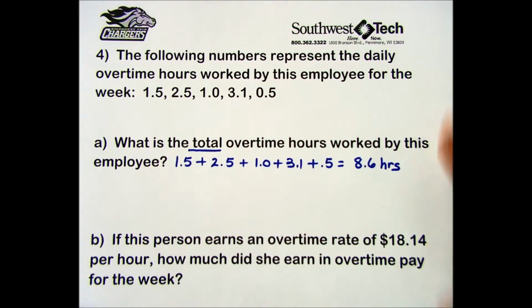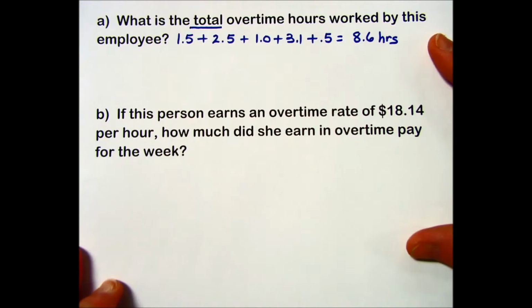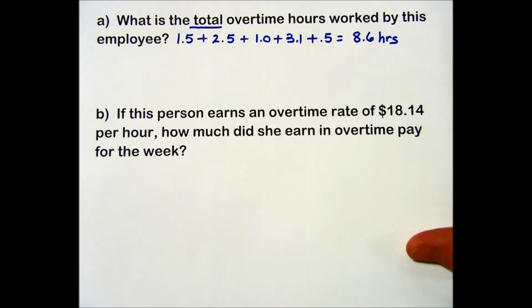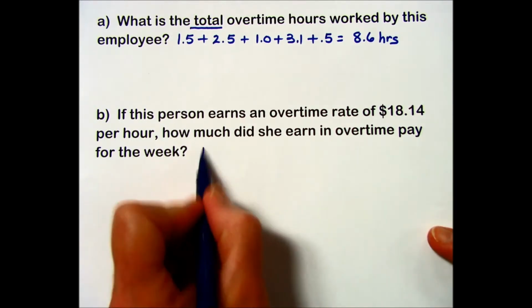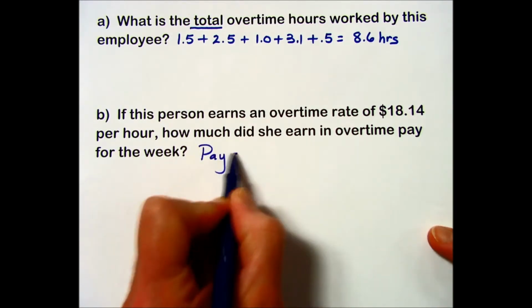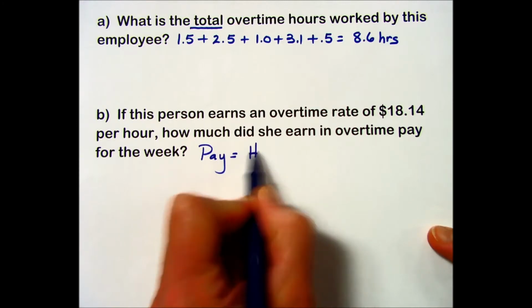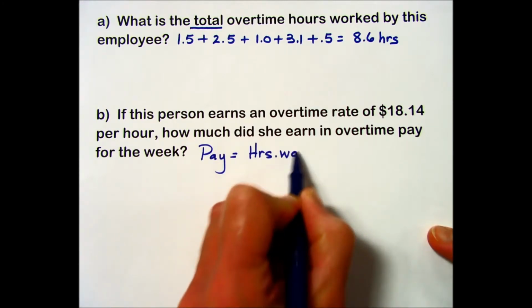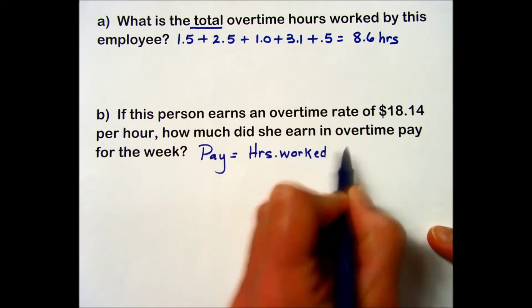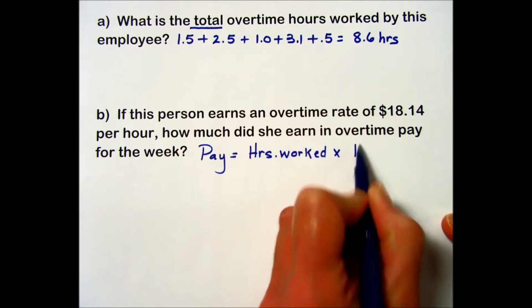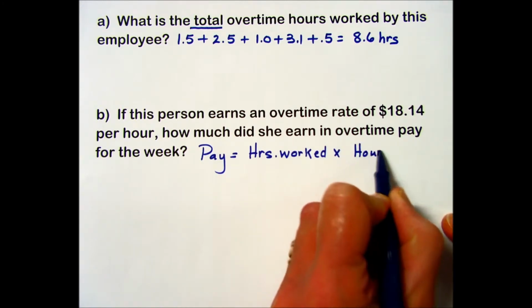The second part of this problem asks, if this person earns an overtime rate of $18.14 per hour, how much did she earn in overtime pay for the week? Well, to calculate pay or wages, we take the hours worked and multiply that by the hourly rate.